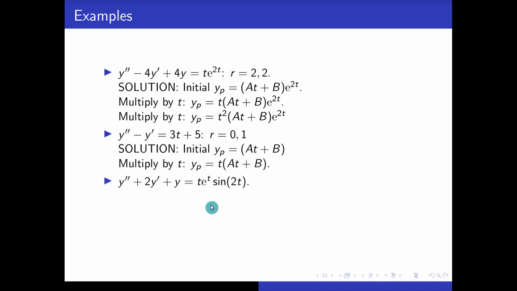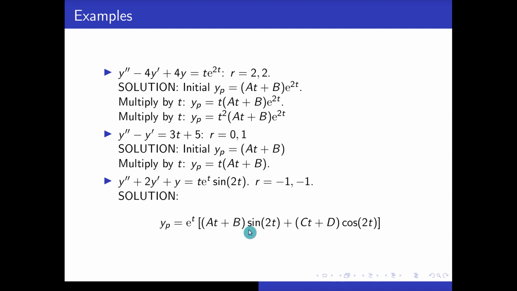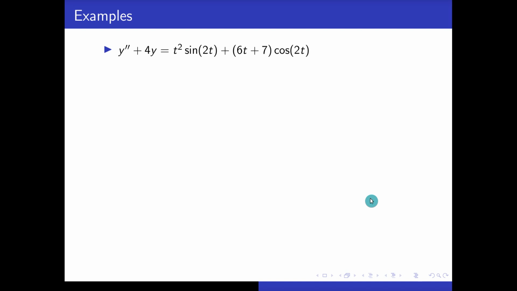Good. And similarly now, if I have y double prime plus 2y prime plus y equals t sine 2t, then I look at my roots, minus 1, minus 1. Since I have a sine here, right, that's not going to be part of the homogeneous part of the solution. So I just note here that I have a full polynomial of degree 1 times my sine, full polynomial of degree 1 times my cosine. Very good.